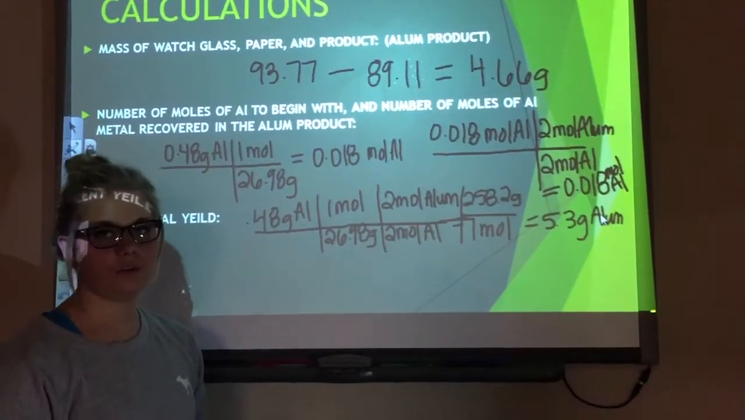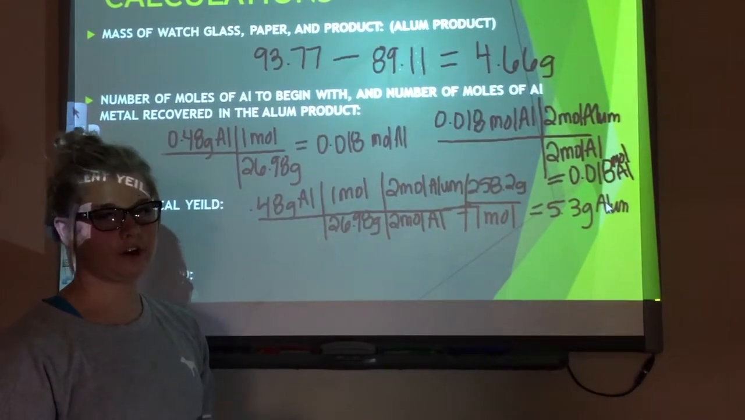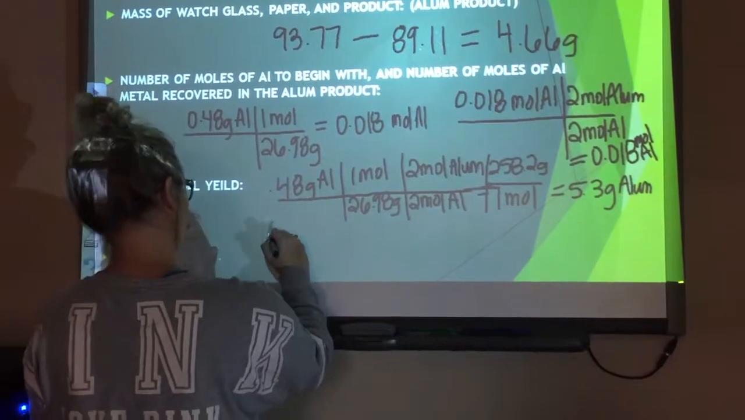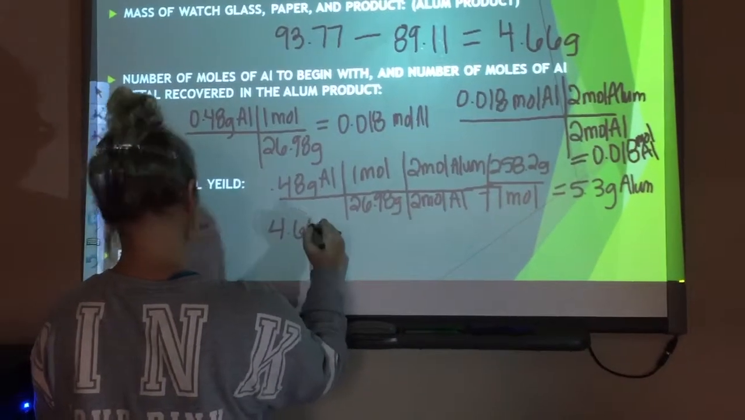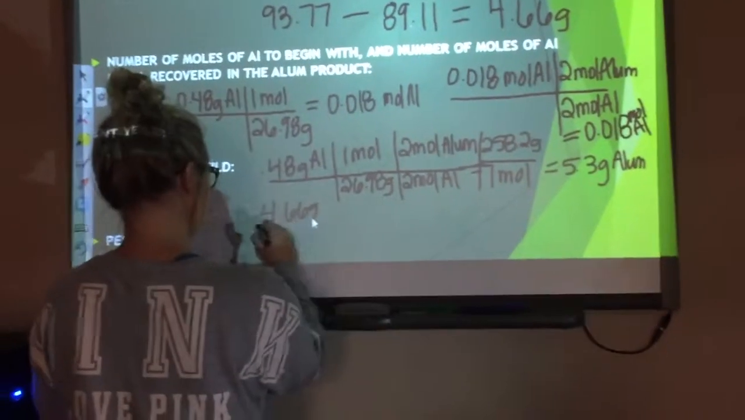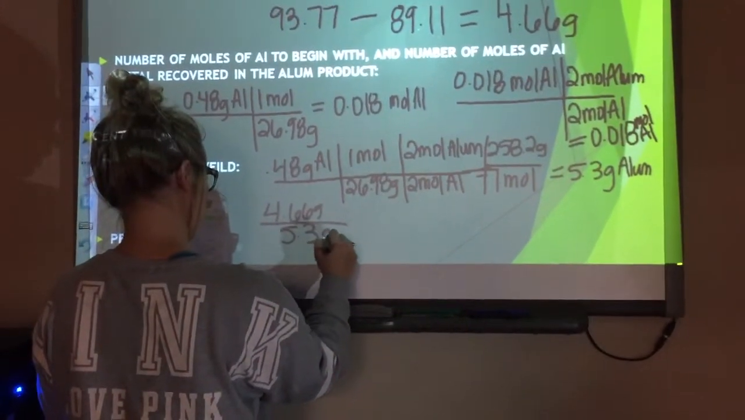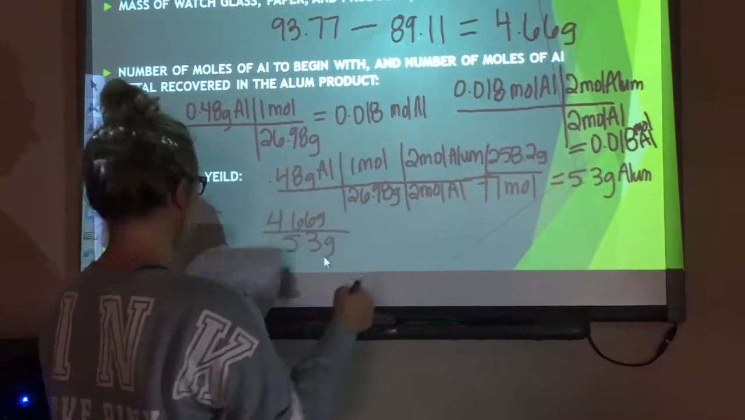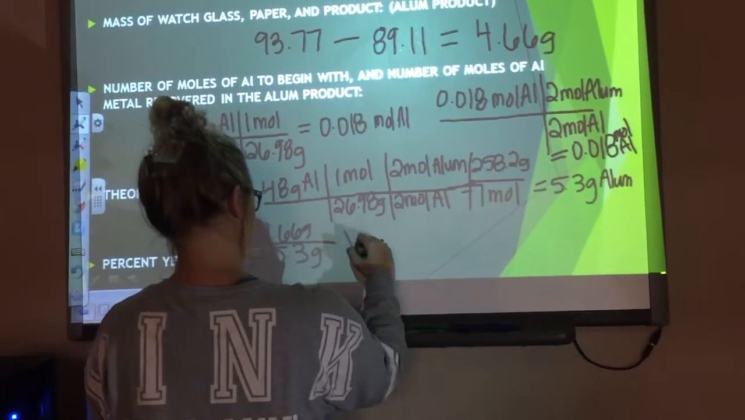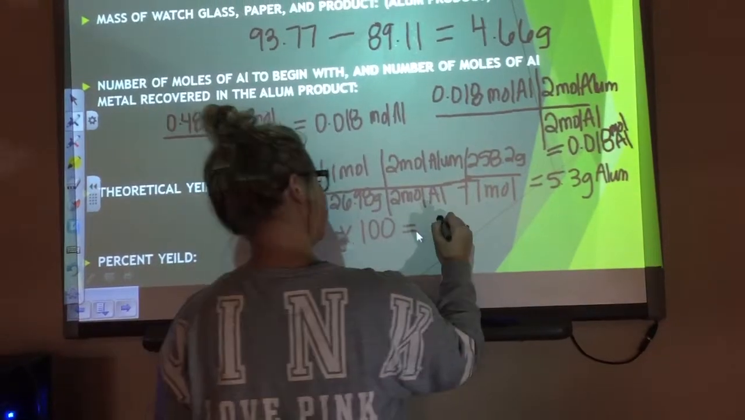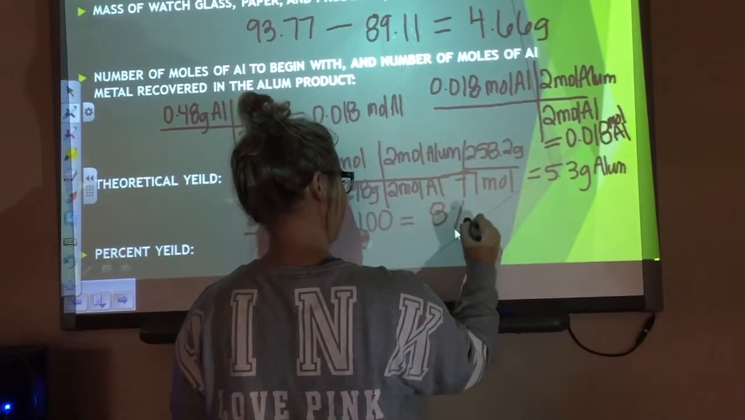To do the percent yield, you take the actual over the theoretical and multiply it by 100. So we're going to take 4.66 grams over 5.3 grams, because this is our theoretical, what we just calculated, times 100, and this gives us 88%.